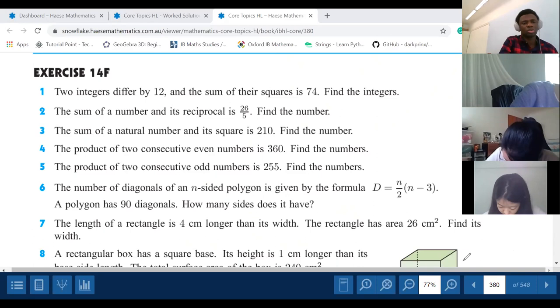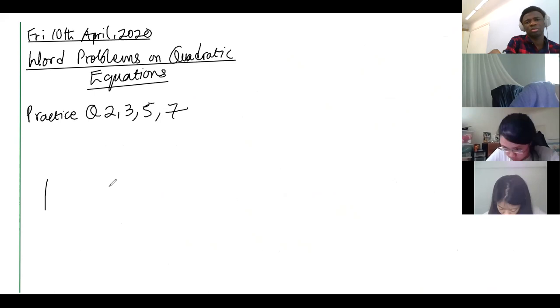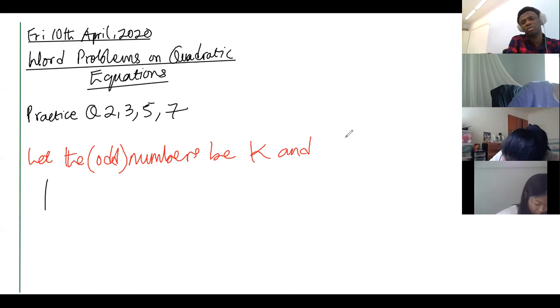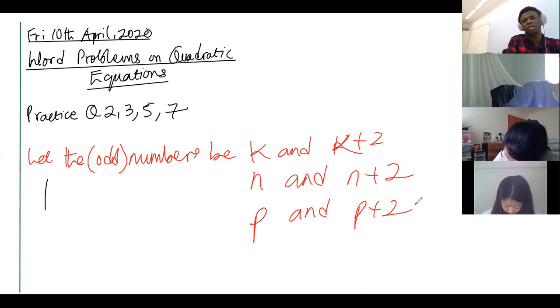So numbers can be K and K+2. You don't have to say let the odd numbers, all right? You can just say let the numbers be K and K+2, or N and N+2, or P and P+2. Okay, no need to say 2N+1 and 2N+3.